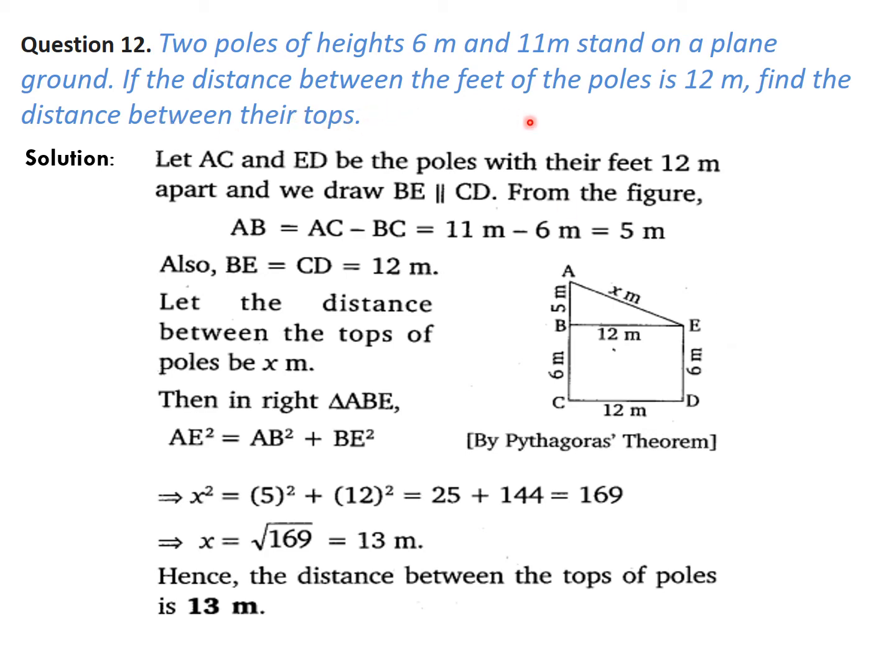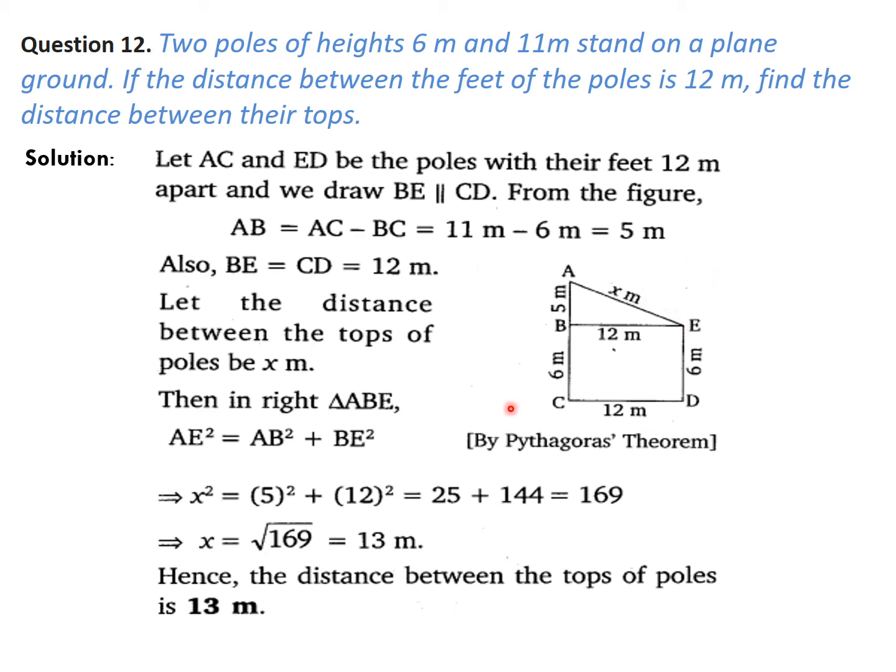Now the distance between the feet of the poles, that is, between C and D, is given as 12 meters. That means the length of BE is also 12 meters, because this is a rectangle. We have to find the distance between their tops. This is the top of one pole, E, and this is the top of another pole, A. We join the two points A and E, and we have to find the length of AE. Let that be x meters.